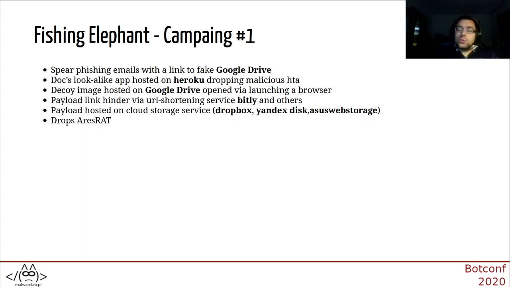The link for the final payload was hidden under bit.ly and sometimes others. The payload was hosted on cloud storage services like Dropbox, Yandex Disk, ASUS Web Storage, and similar. And in the end, they dropped RSRAT, which is a very simple Python RAT that you can find on GitHub.